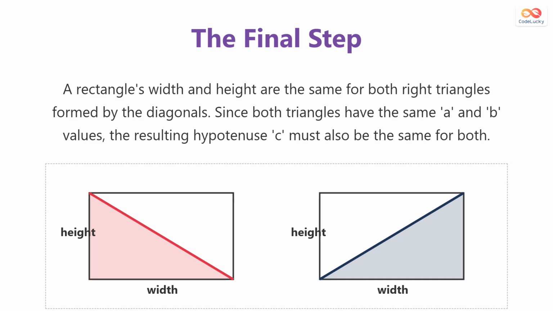Here's how it all connects. A rectangle's width and height are the same for both triangles that are formed by the two diagonals. Since both triangles use the same side lengths in the Pythagorean theorem, the length of their hypotenuse, which is the diagonal, must also be the same.